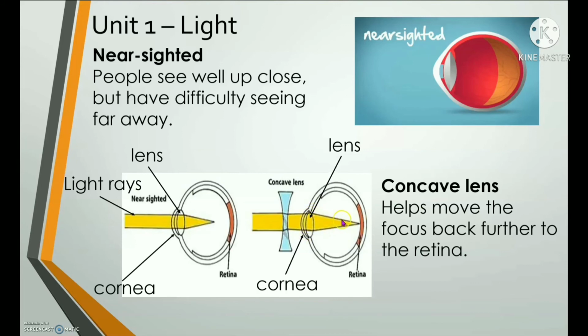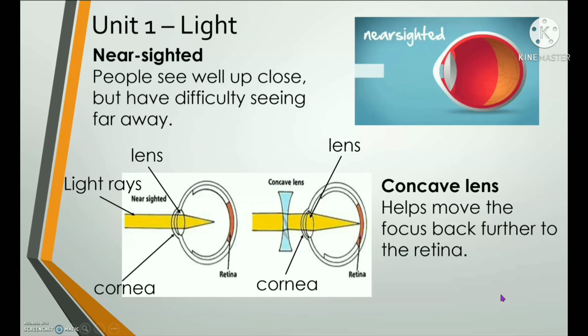Okay, so the light rays converge, helping produce the image on the retina. That's why this nearsighted person, when they wear the concave lens, can see better, because the concave lens helps move the focus back further to the retina. As you can see, this is the nearsighted eye. And when they use the concave lens, it fixes the focus of the light ray.